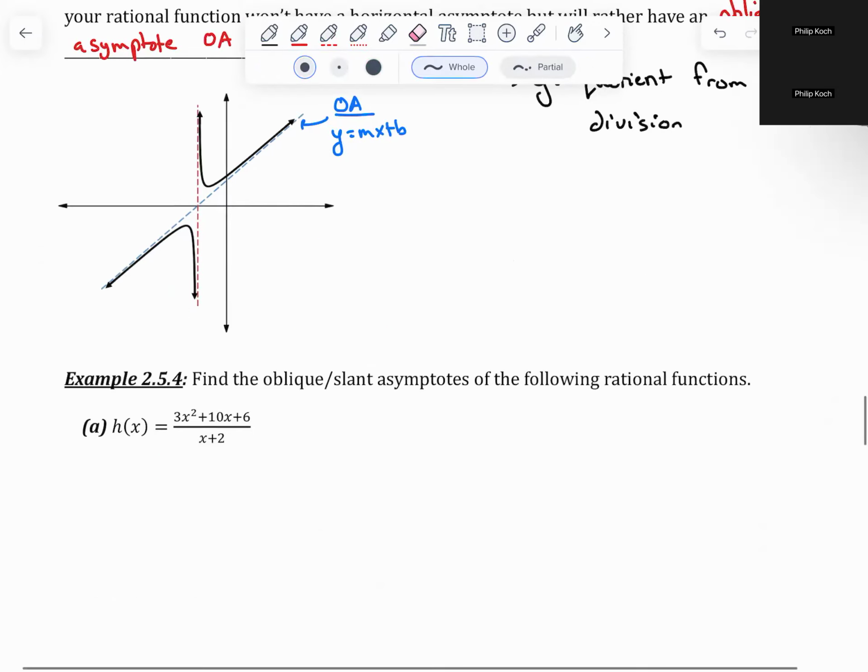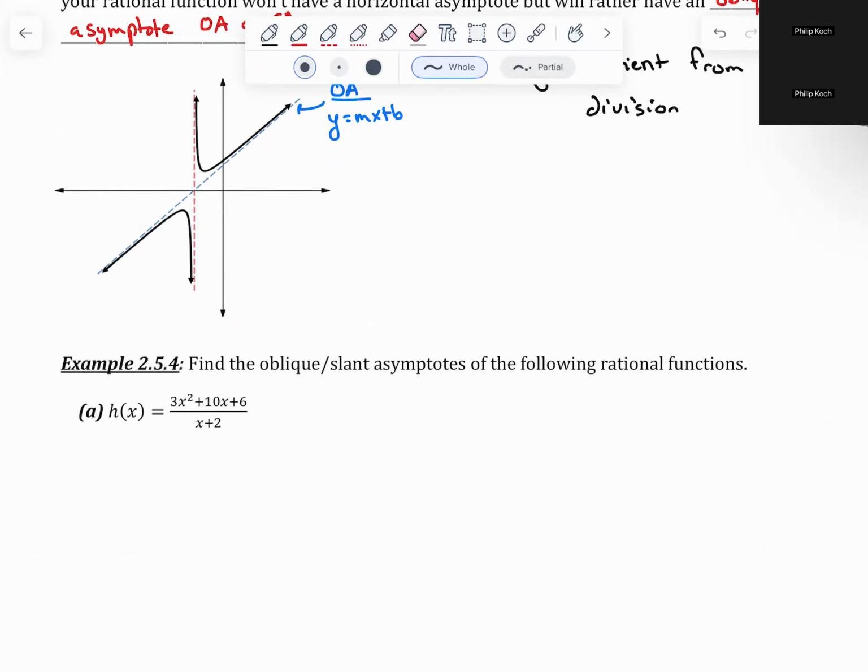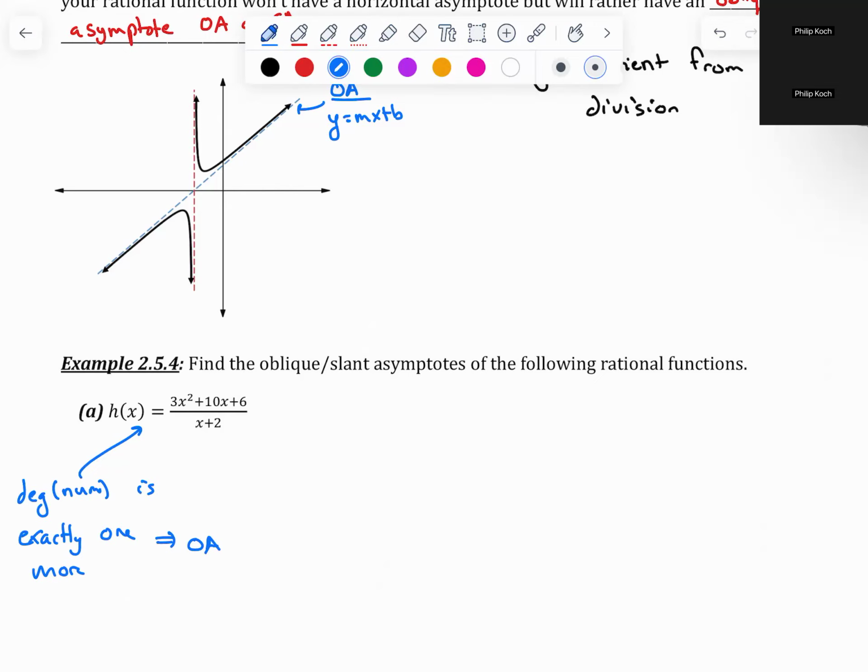So find the slant or oblique asymptotes of the following rational functions. H of x equals 3x squared plus 10x plus 6 over x plus 2. So the degree of the numerator is exactly 1 more. And that implies there's an OA. I believe our book uses oblique asymptote, but other books will say slant.